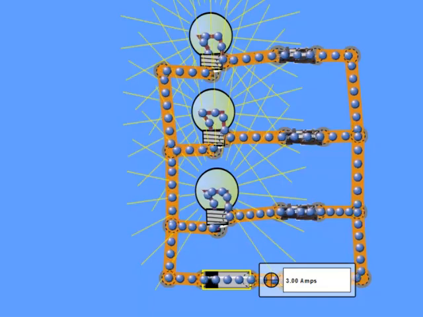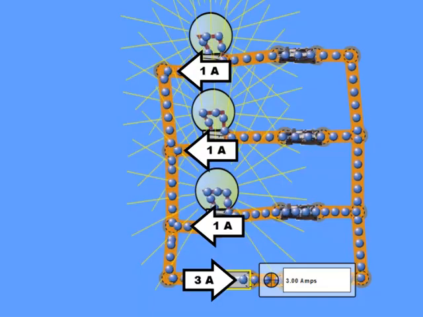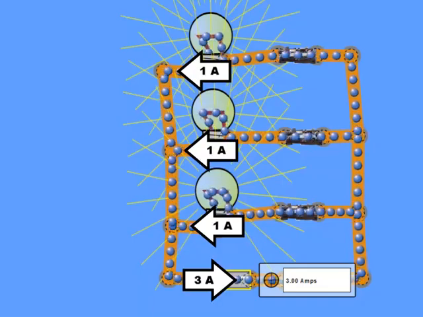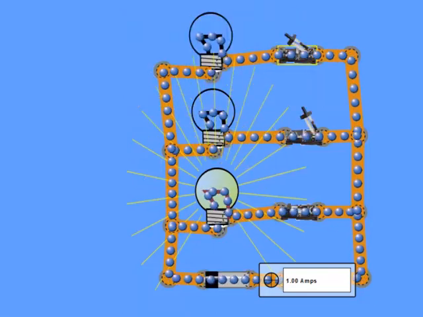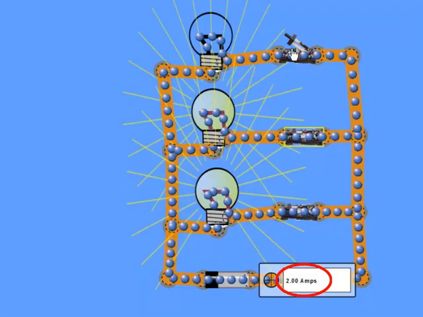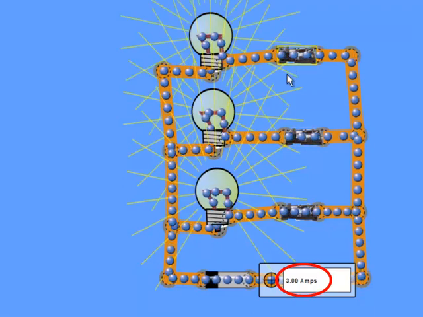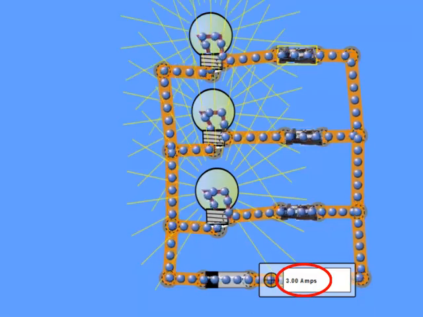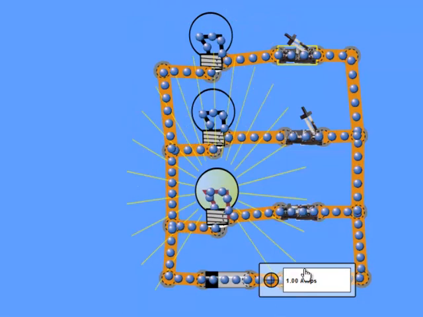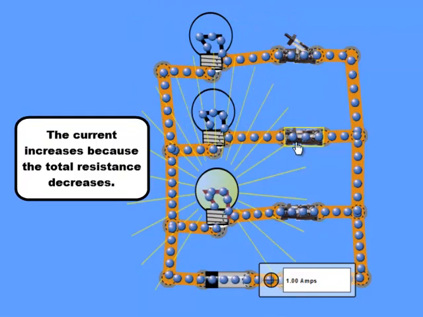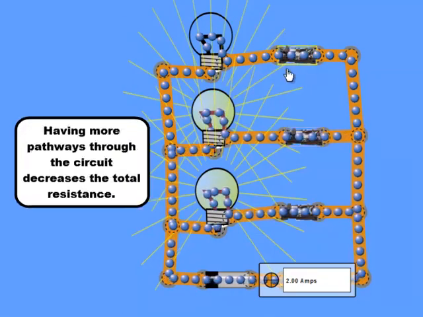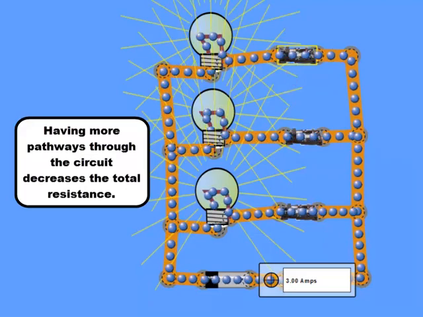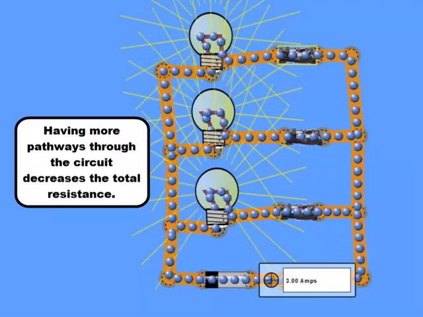The total current is the sum of the currents in all the branches. As the number of parallel branches is increased, the total current through the battery increases. From the battery's perspective, the overall resistance of the circuit is decreased. This means the overall resistance of the circuit is less than the resistance of any one of the branches.